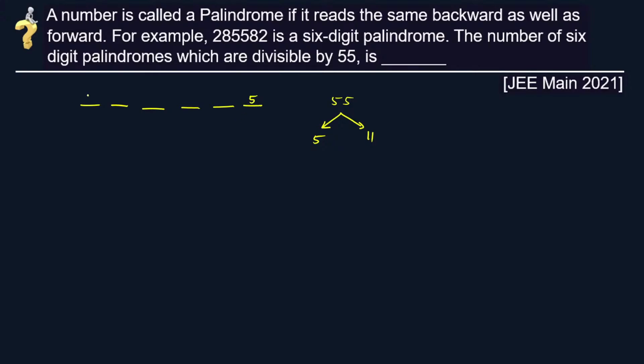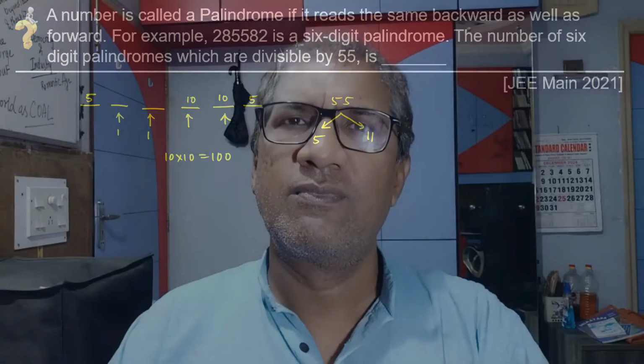If 5 comes here, naturally 5 will come here. Now, in this place or this place, whatever number comes, it doesn't matter to me. It is always divisible by 5. So this place can be filled in 10 different ways, this place in 10 different ways, and this place in 1 way, and this place in 1 way. So the total number of 6-digit palindromes divisible by 5 is 10 into 10, that is 100. So 100 such 6-digit palindrome numbers are there which are divisible by 5.